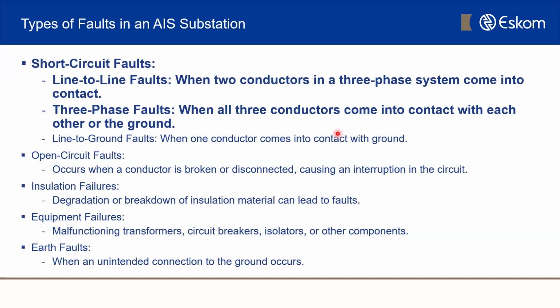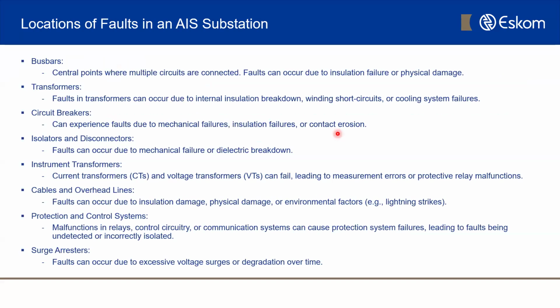We'll move on to equipment failures, and this is again self-explanatory and straightforward. If any of the equipment that you find in a substation, for instance transformers, circuit breakers, isolators included, any type of equipment that you might find there, fails, that will be an equipment failure.